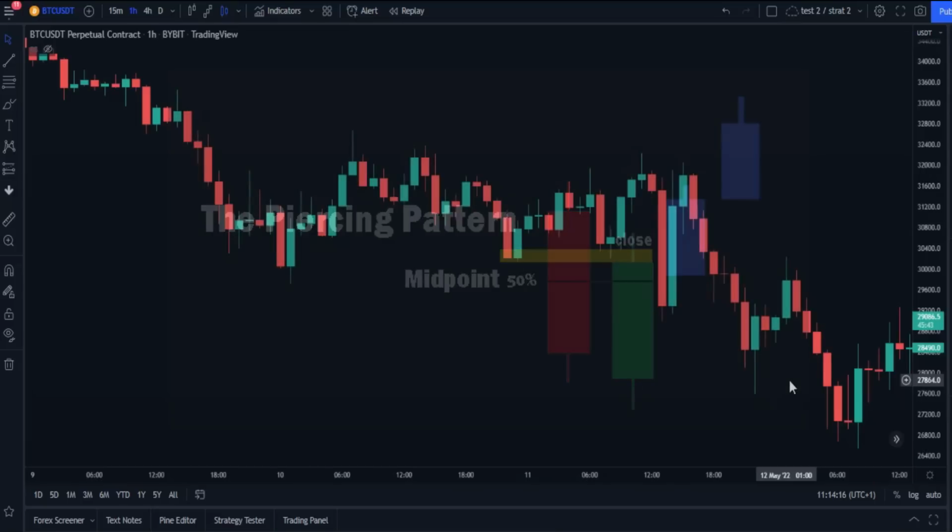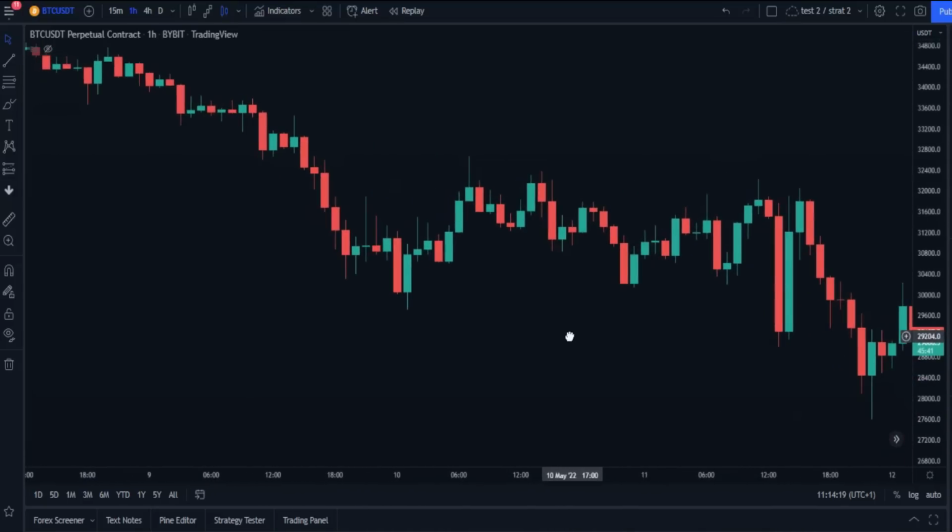And to clarify this pattern more, let's go back to the chart. As we said, this pattern always comes after a downtrend, as it is made of two candles. The first one is a bearish candle, and the second one is a bullish candle. The red bearish candle should have a large real body, and the second green candle should close above the middle of the real body of the first candle, and this means that it has exceeded 50% of the size of the red candle, and the result is a reversal of the trend.